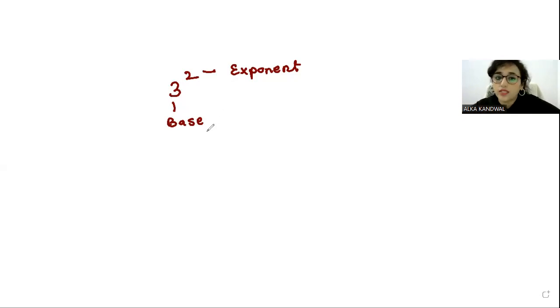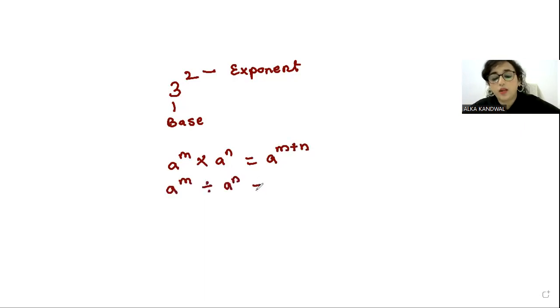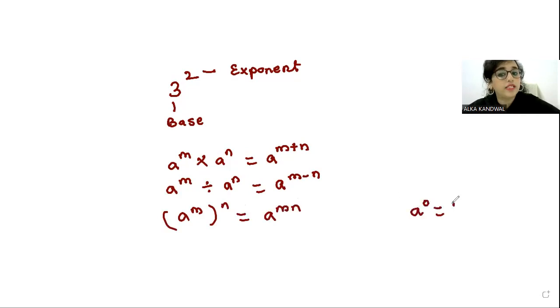फिर जो हमारे laws हैं, जो हमने पढ़ा कि a to the power of m into a to the power of n, बेस सेम है, एक्सपोनेंट को ऐड कर दो, और अगर डिवाइड करना है, तो फिर हम लोग a to the power of m minus n करेंगे. a to the power of m to the power of n becomes a to the power of mn. Any number to the power of 0 is always 1.